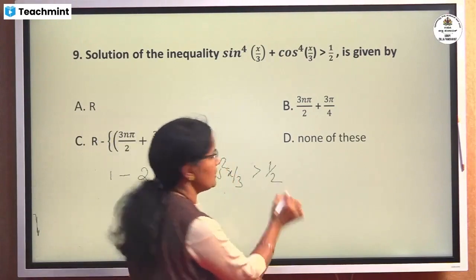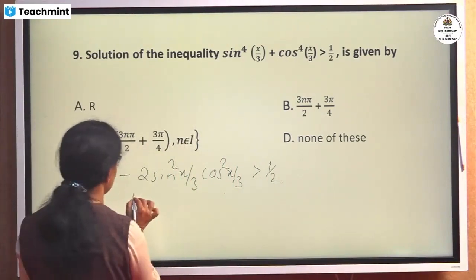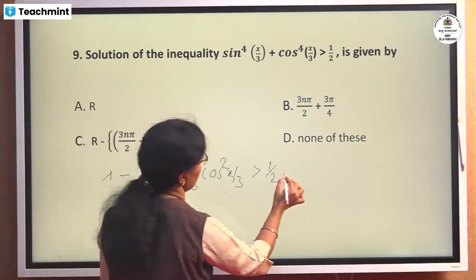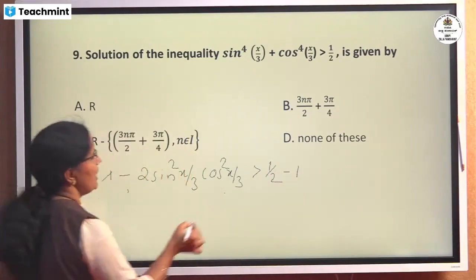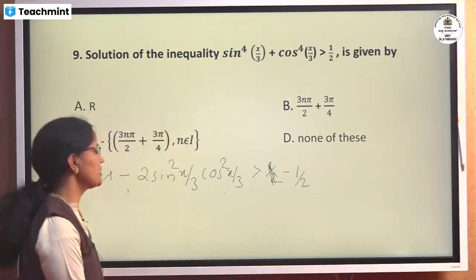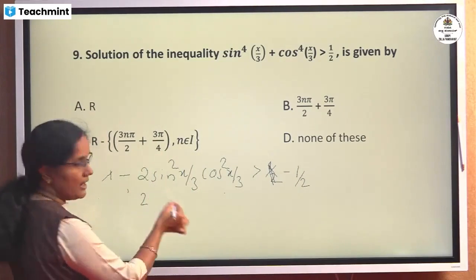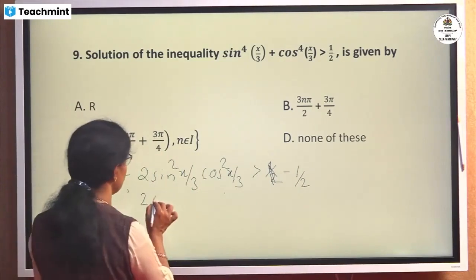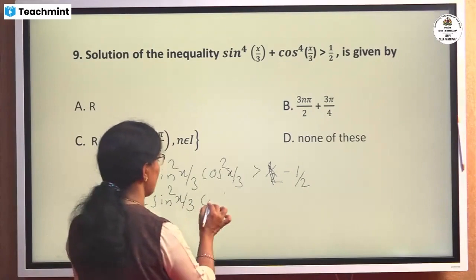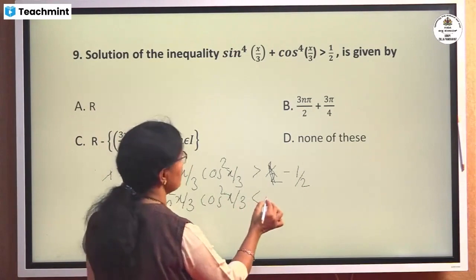So 1 minus 2 sin square x by 3 cos square x by 3 is greater than half, as given in the equation. Then I will carry the 1 across, so it's minus 1, and on the other side it becomes minus half. Then minus and minus I will cancel. I will divide the inequation by minus 1, therefore the inequation reverses. Sin square x by 3 cos square x by 3 is lesser than half.